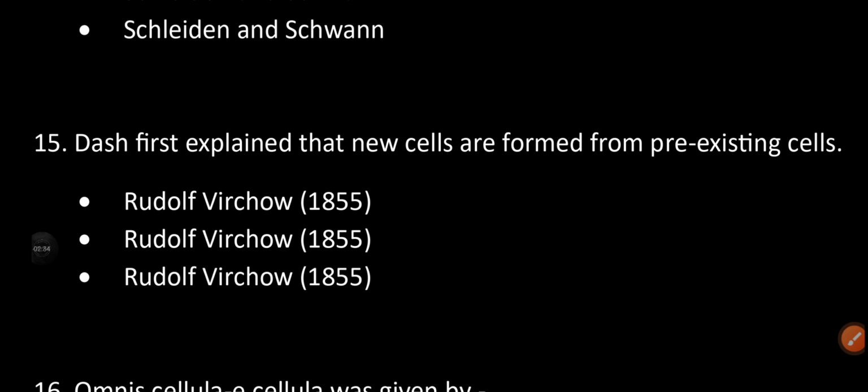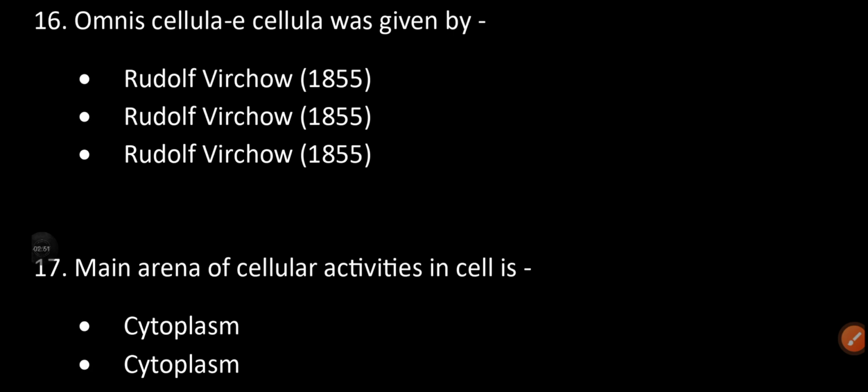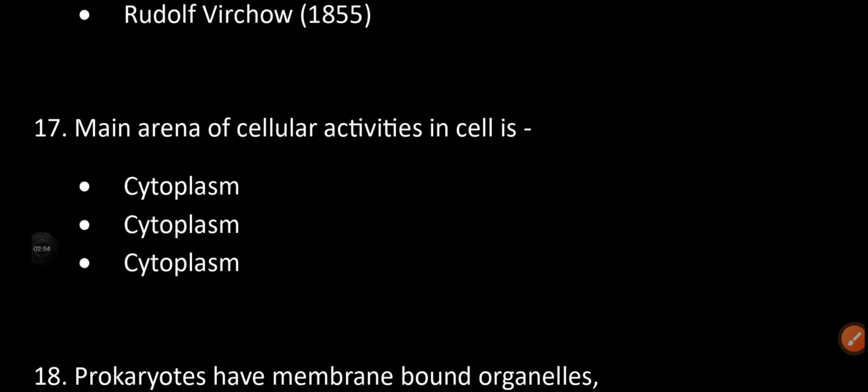Dash first explained that new cells are formed from pre-existing cells. Rudolf Virchow in 1855. Omnis cellula e cellula was given by Rudolf Virchow. Main arena of cellular activities in the cell is the cytoplasm.